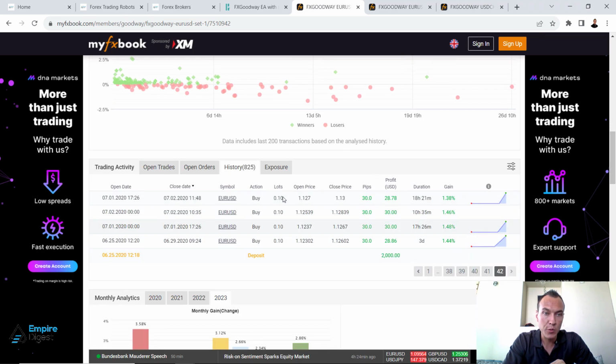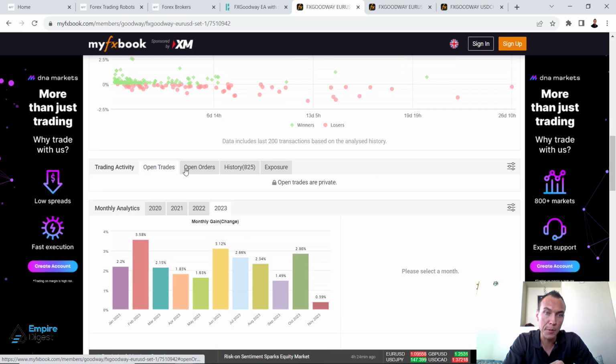Okay, next what you want to look at is open trades and open orders. They won't share it with us. Not all of the robots do, because then people start copying the trades and the trading style.